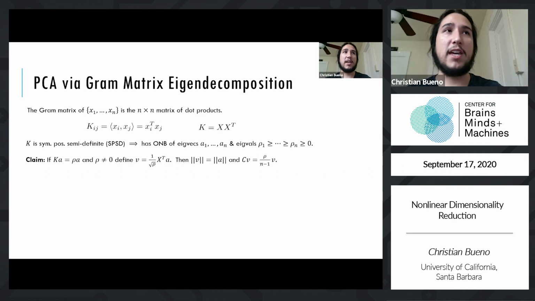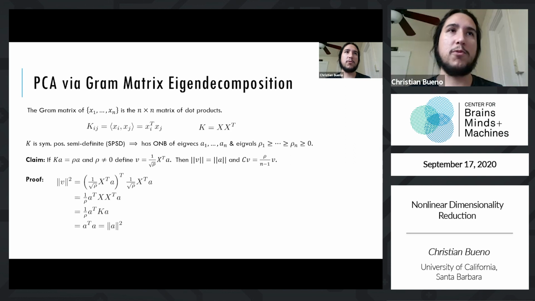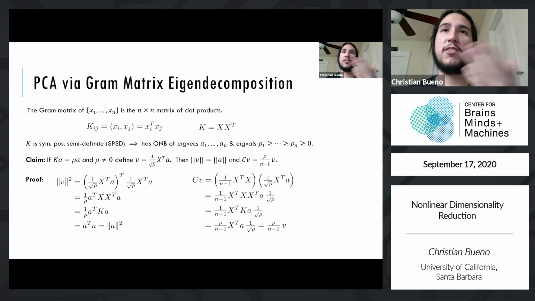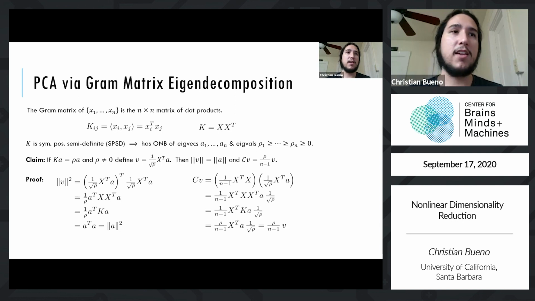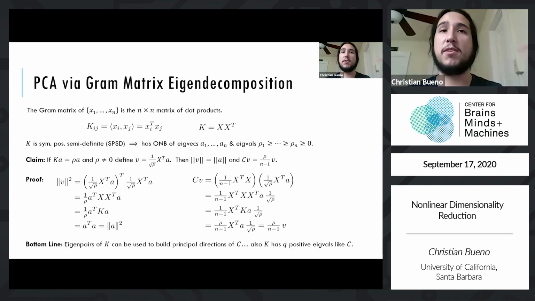It turns out that you'll be able to relate the eigenvectors and eigenvalues of this in a formula like that, so long as it corresponds to a non-zero eigenvalue. And if you build your vector like that, you are getting, again, an eigenvector. The proof is really quick. You would just write out what it would be to get the norm, watch what you're doing, and then see that, oh, I have a K, and an eigenvalue pops out. For the covariance matrix, do the same thing, manipulate until you get a K, an eigenvalue pops out, and you have your V. The bottom line is that the eigenpairs of K can be used to build the eigenpairs of C, and that they share the same positive eigenvalues, the same number of them.